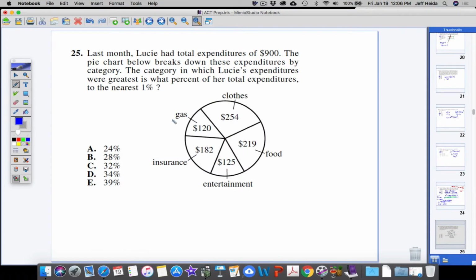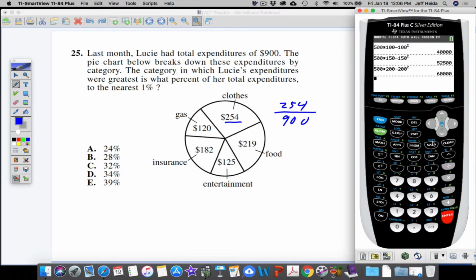Problem 25. Last month, Lucy had total expenditures of $900. The pie chart below breaks down these expenditures by category. The category in which Lucy's expenditures were greatest is what percent of her total expenditures? So if her total expenditures were 900, go to which piece of the pie is greatest, which is clothing, 254. So 254 divided by 900 is all you have to do. That is 28.2%. The closest percentage on that is 28.